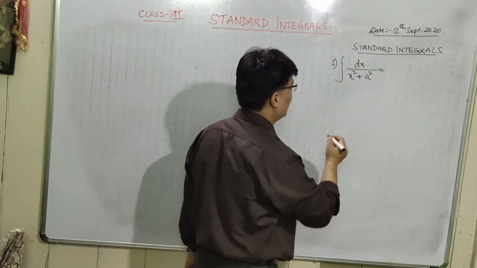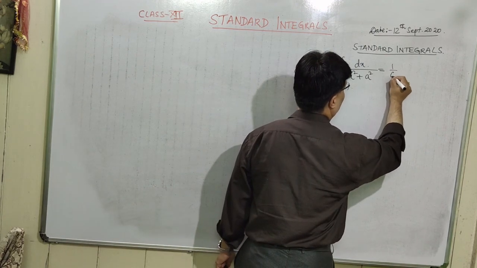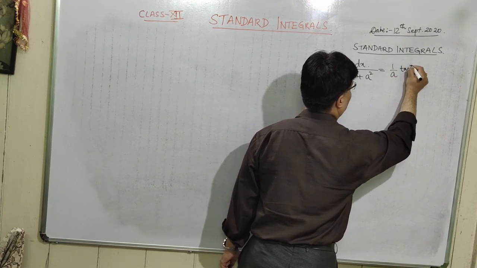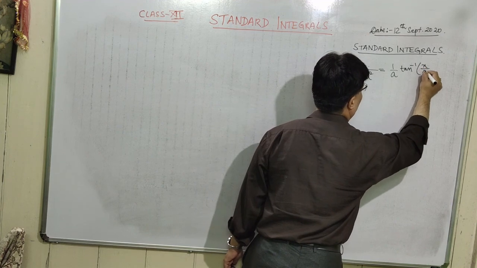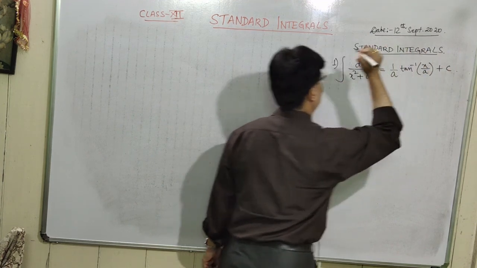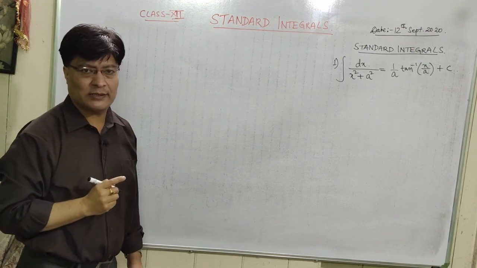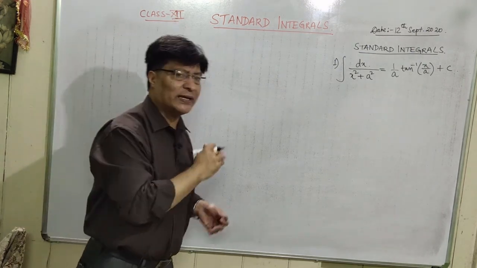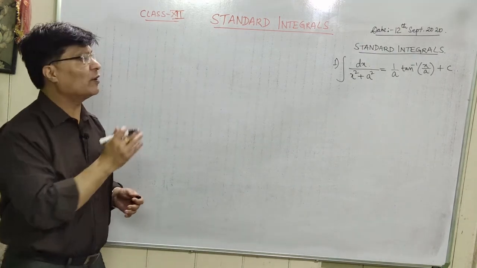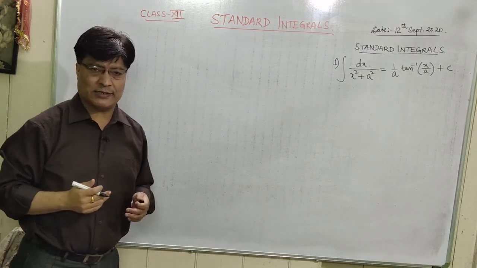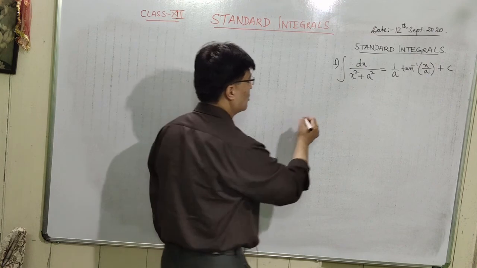Its formula will be 1 upon a tan inverse x upon a plus c. This is the first standard form. You should know it, you should memorize it. When you practice it, then you can easily write down the formula for this integration, but you have to practice it.